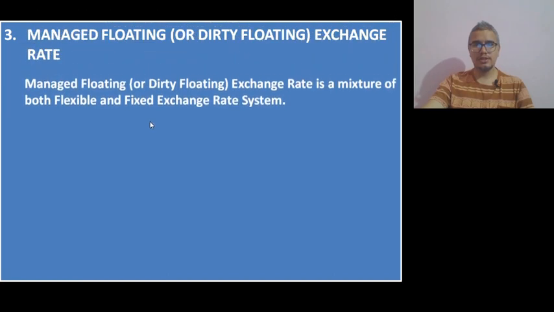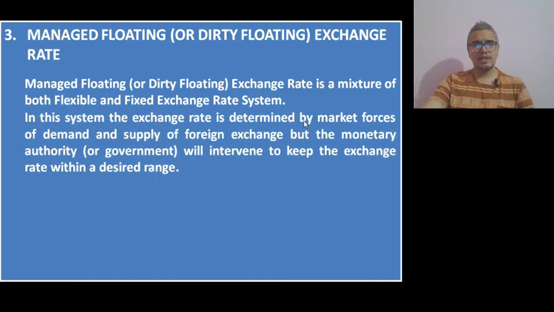So let's see the definition. It is a mixture of both the types of exchange rate system which we have discussed till now, that is, both floating or flexible exchange rate and fixed exchange rate system. So how will this operate? Actually, here the government will have a desired range of exchange rate, and within that range, the government allows the market forces to determine the exact exchange rate.